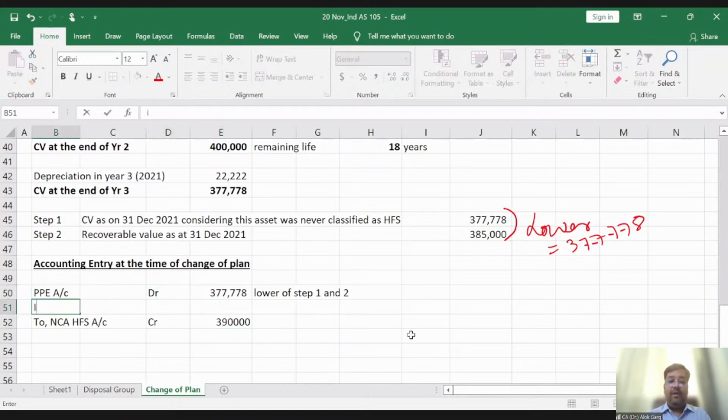Then where will the difference go? Impairment loss on reclassification.